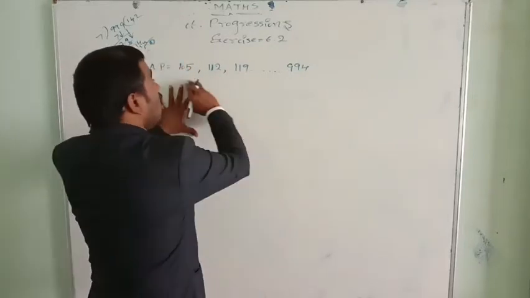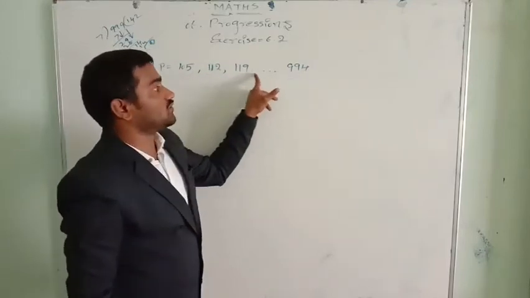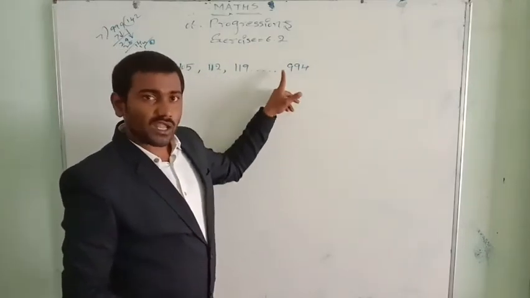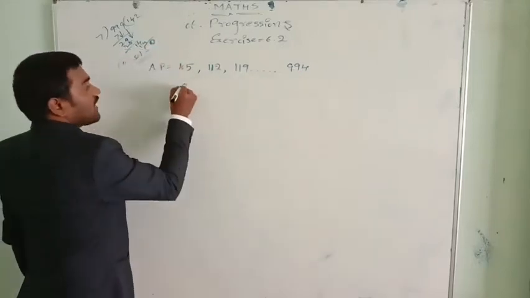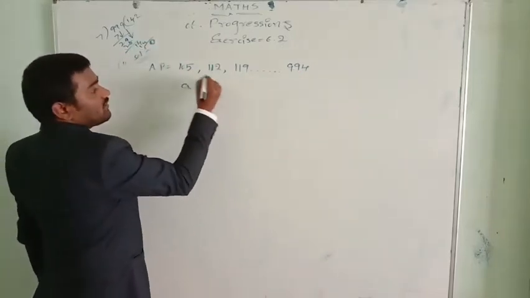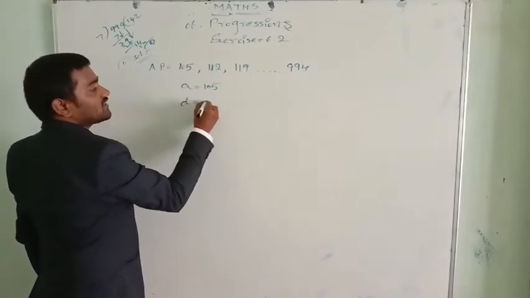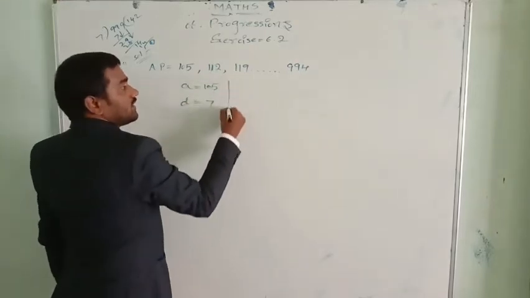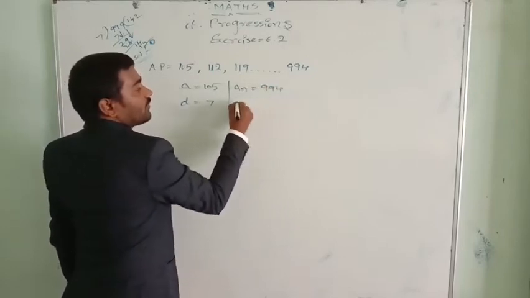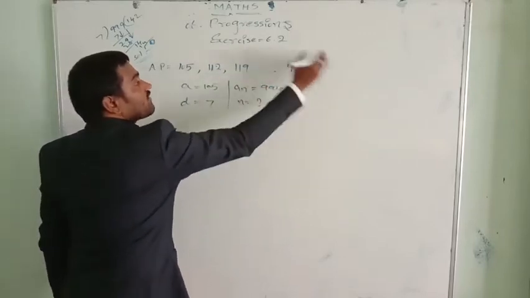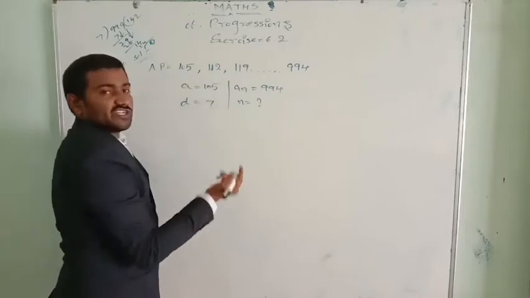So let us see how many terms are there: 1, 2, 3 and so on. If you find out which number of term this is, we get the answer. As we know, the first term a equals 105. The common difference is 7 only. An equals 994. The n is the number of terms. How many terms are there? That is what we need to find out.